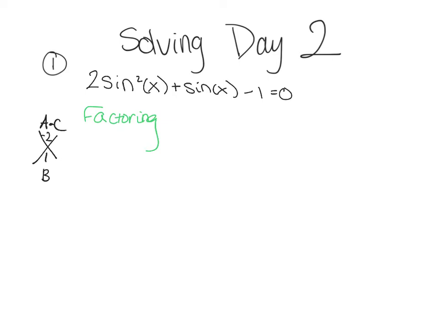So let's see, it has to multiply to our a times our c and add to whatever our b value is. So if we're looking for two numbers that multiply to -2 and add to 1, that is going to give us 2 and -1. So now, I'm really wishing I had done that side work in a different color, but who cares?